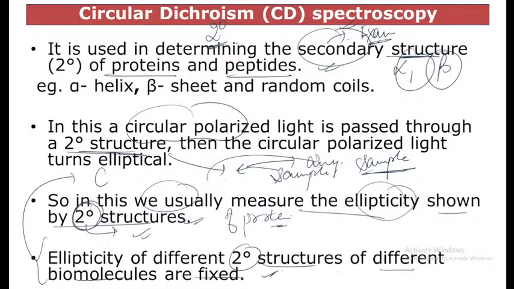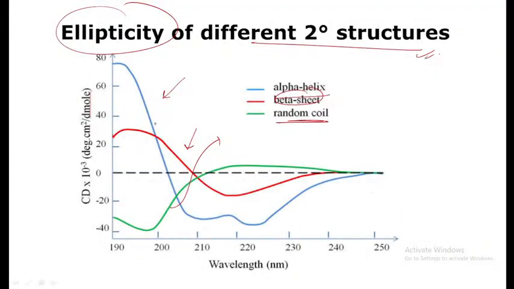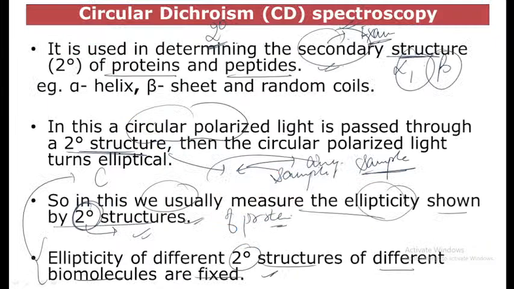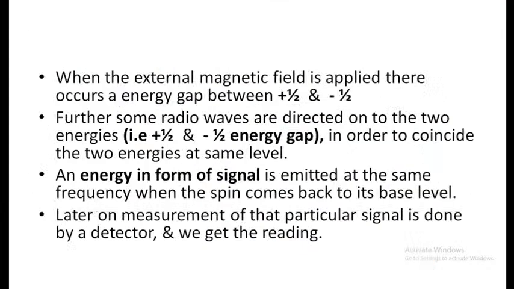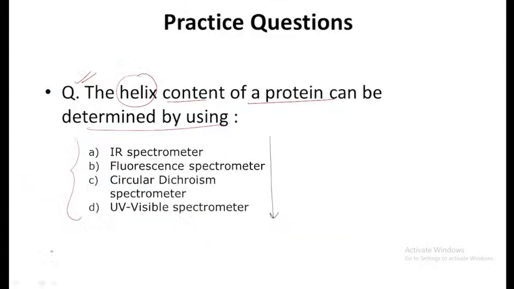Then we have the circular dichroism. Circular dichroism is used for finding out the secondary structure of the protein. That means for finding out the helix and turns. So the answer for the question that we have discussed is circular dichroism spectroscopy. Then we have the NMR. NMR is used for the 3D structure. So what is the answer for this question? Answer for this question is option number C.